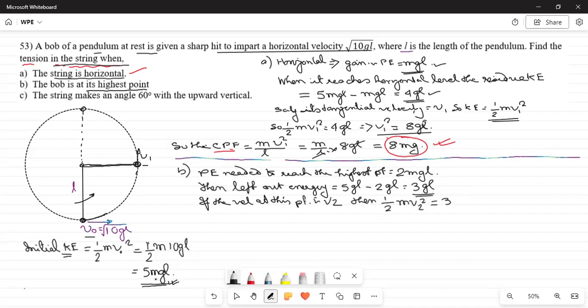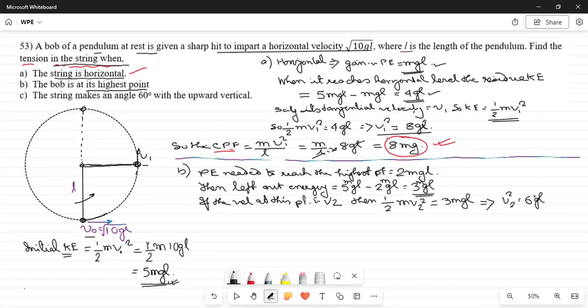There was a m here. This was 5 mgl. This, excuse me, this was a 5 mgl. This was a 2 mgl. So this is 3 mgl. This is equal to 3 mgl. From here, we find that V2 square, m gets cancelled. V2 square is 6gl. We get V2 square is equal to 6gl.